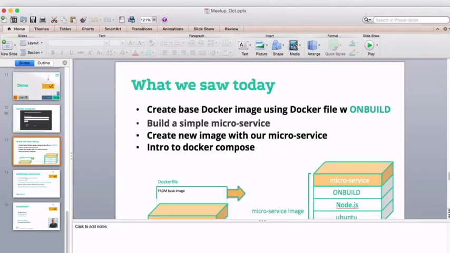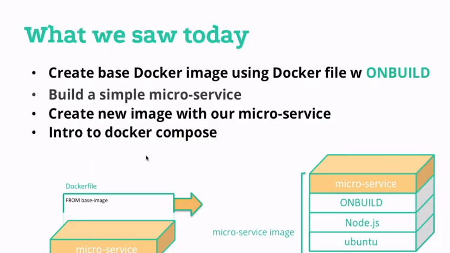Let's briefly again talk about what we covered today. So we learned first about the ONBUILD triggers and how to add them to our base image. Then we built a simple microservice. We created this very simple Dockerfile for it that causes these triggers to be executed. And then in the last part, we got some introduction to Docker Compose.